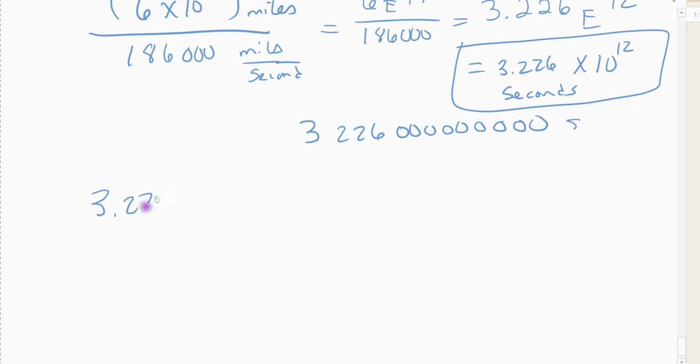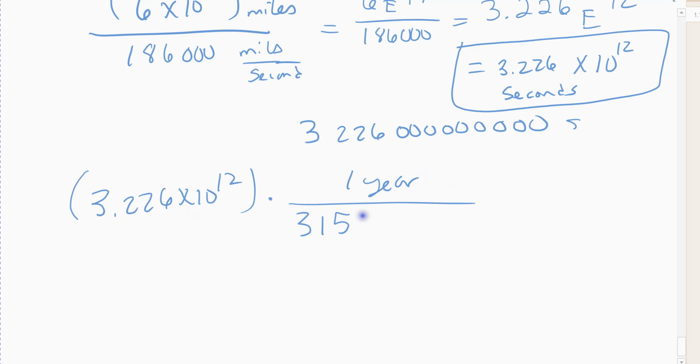So I'm going to take my 3.226 times 10 to the 12 and multiply it by, for 1 year, how many seconds there are in a year. If you Google that, that number is 315,360,000 seconds. There's that many seconds in every year. So seconds will cancel out and leave me with years. I take this really big number, how many seconds it takes to cross the Milky Way, divided by how many seconds there are in a year, and that'll tell me how many years it takes for the light to travel across the Milky Way.